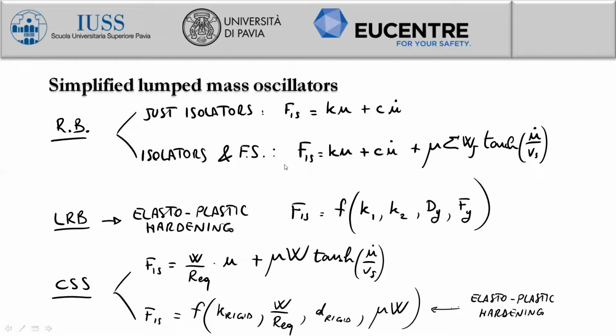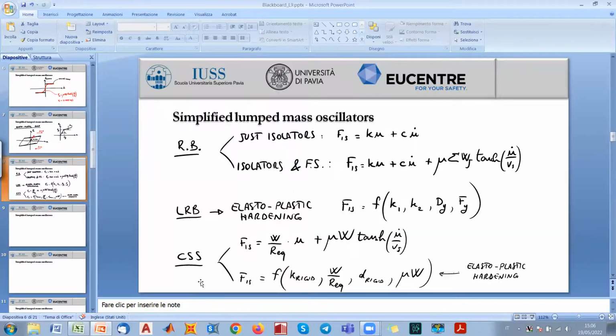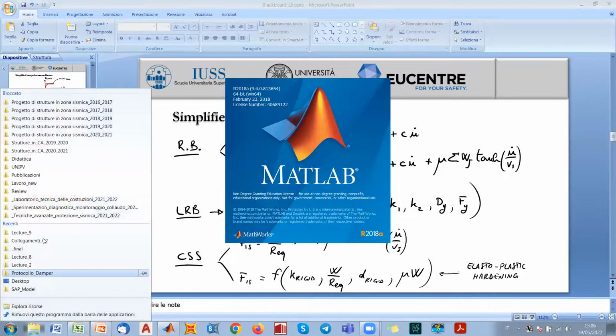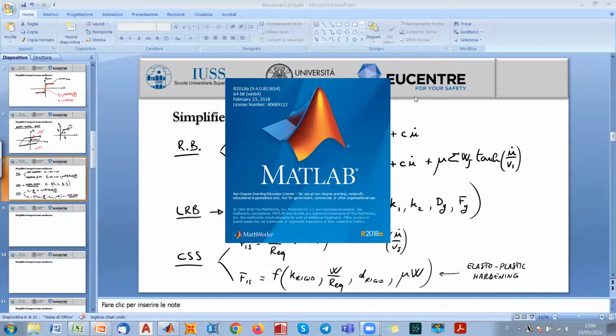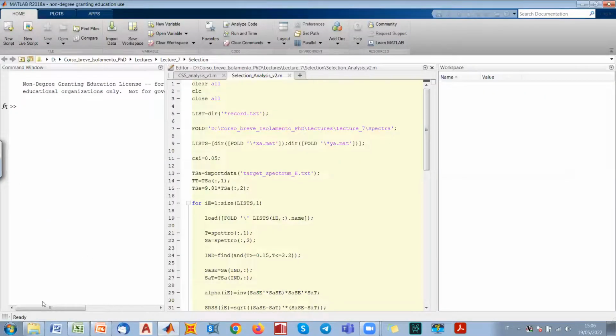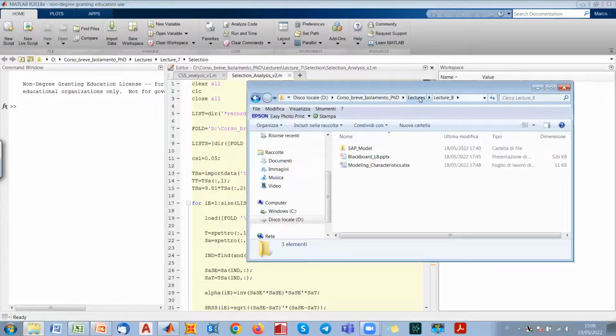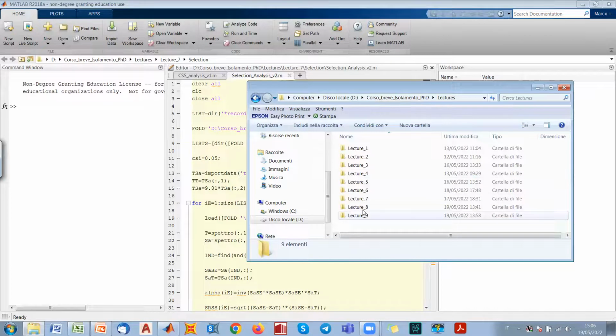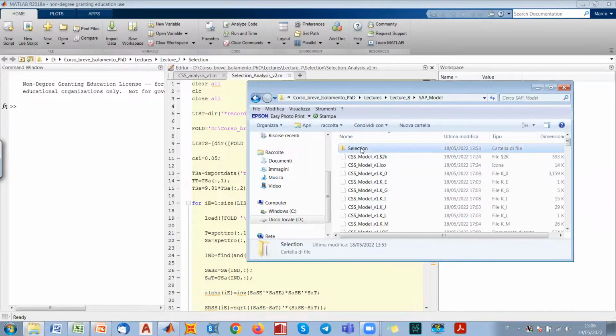Okay. I hope everything is clear, but I think that it will be clearer for sure if we carry out some examples within Matlab. So let's start by considering some simulations, and we will consider actually the selection of seismic events that we considered yesterday. So this selection.